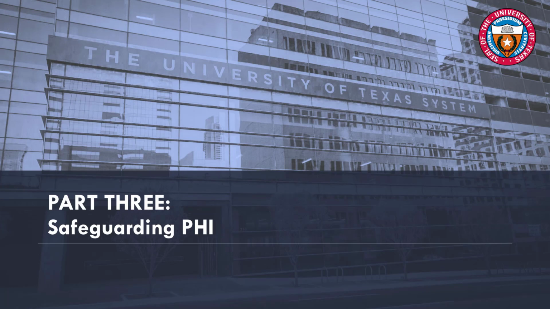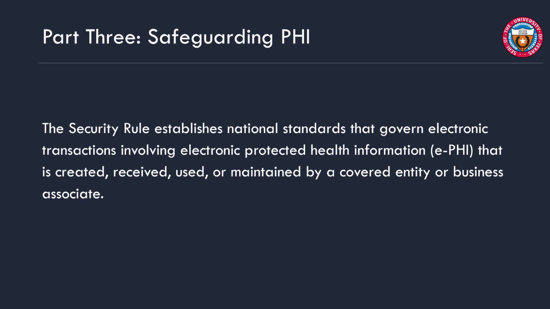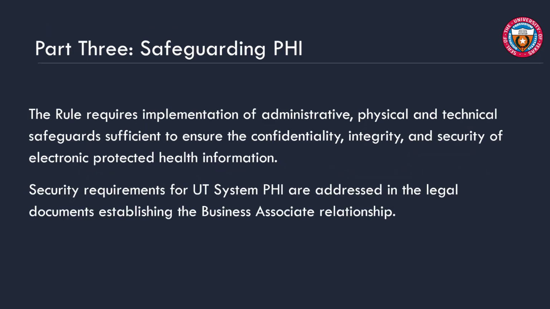Part 3. Safeguarding PHI. The security rule establishes national standards that govern electronic transactions involving electronic protected health information, or ePHI, that is created, received, used, or maintained by a covered entity or business associate. The rule requires implementation of administrative, physical, and technical safeguards sufficient to ensure the confidentiality, integrity, and security of electronic protected health information. Security requirements for UT System PHI are addressed in the legal documents establishing the business associate relationship.